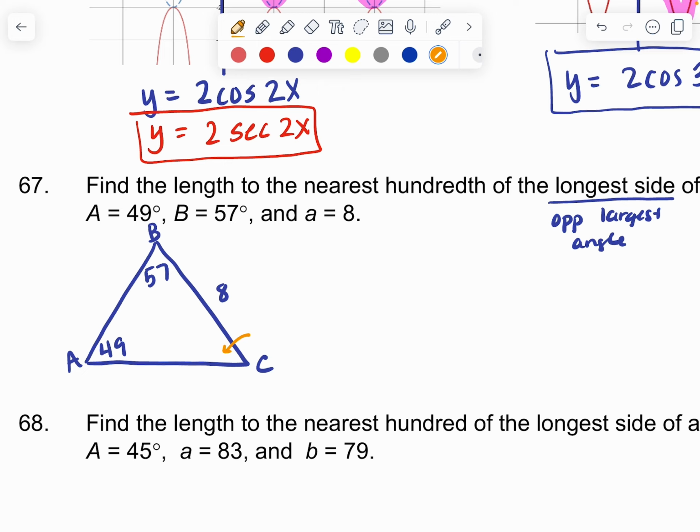So let's do that. 180 minus 49 minus 57. I believe it was 74. Yep, this is 74. Okay, now I can tell what the longest side is.